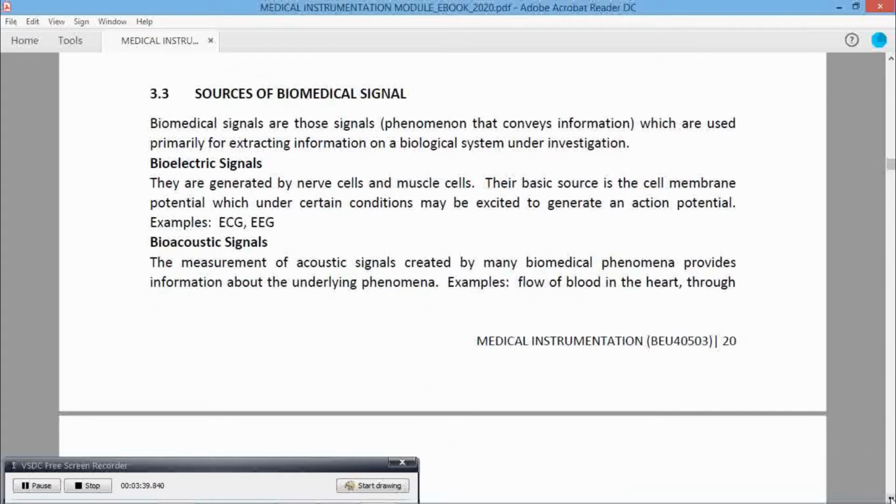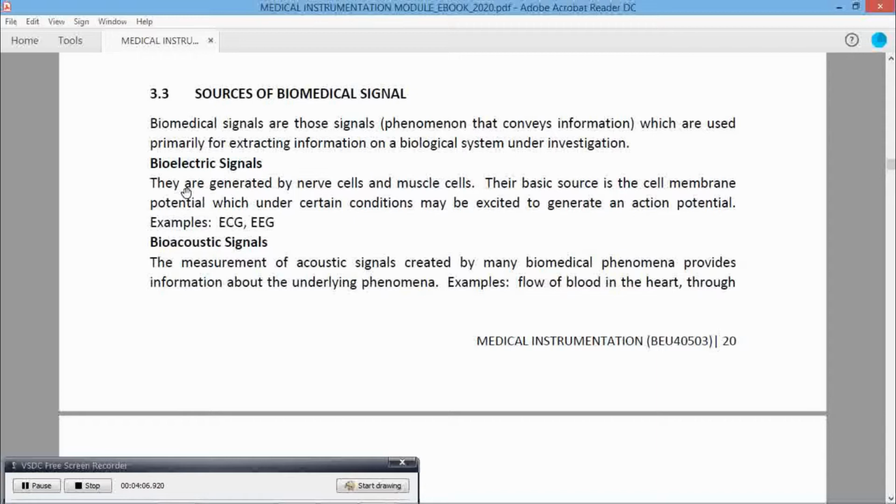Moving on, sources of biomedical signals. Biomedical signals are those signals that convey information, which are used primarily for extracting information on the biological system under investigation. So here we will look at a few examples.